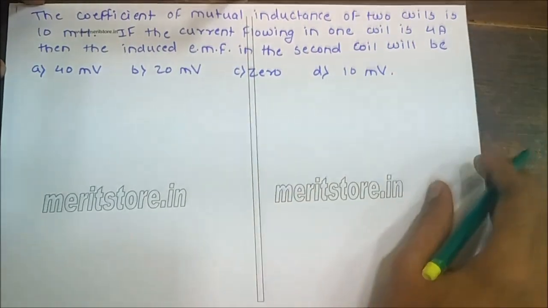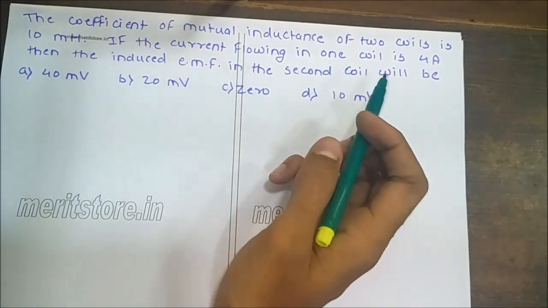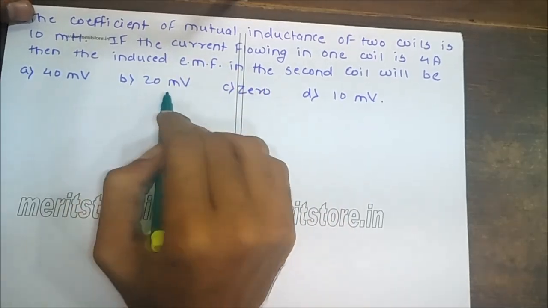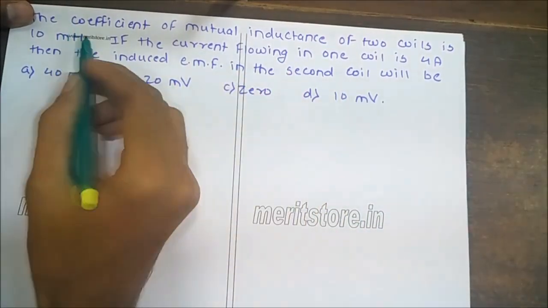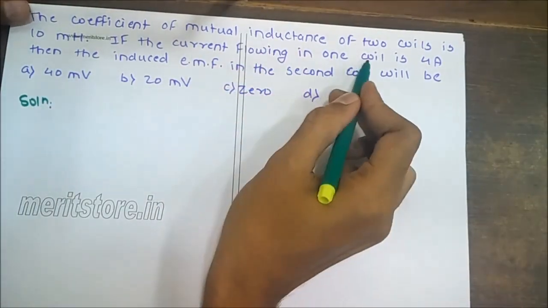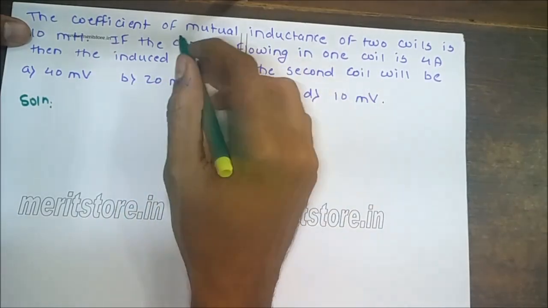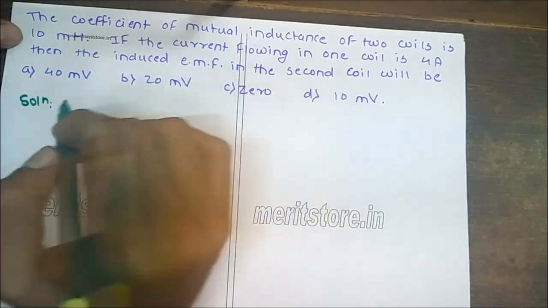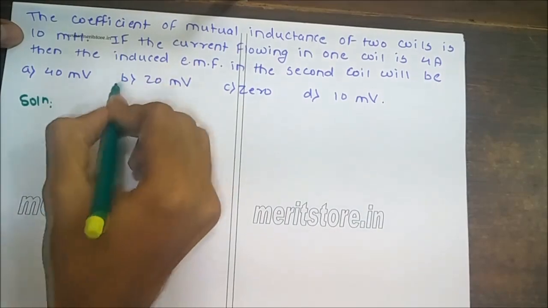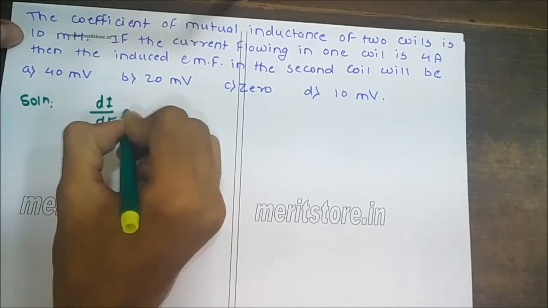The coefficient of mutual inductance of two coils is 10 millihenry. If the current flowing in one coil is 4 amperes, then the induced EMF in the second coil will be: 40 millivolts, 20 millivolts, 0, or 10 millivolts. Okay, so for a steady current, the current flowing in one coil is 4 amperes, and the coefficient of mutual inductance of the two coils is 10 millihenry. So for a steady current, the change in the current with respect to the time will be 0.